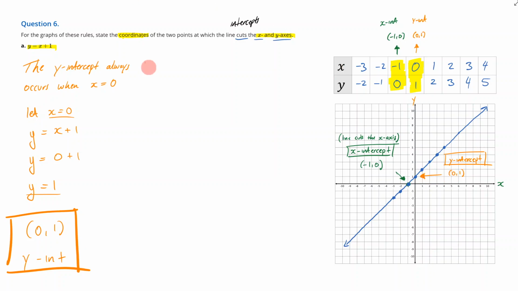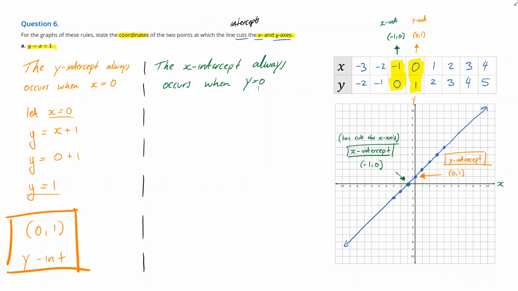All right, next, let's do a little line of partition. What about the x-intercept? The x-intercept always occurs when y is equal to 0. And you can see that on our graph here. The x-intercept occurs when y is equal to 0. Always. Okay, so how can we do this then?